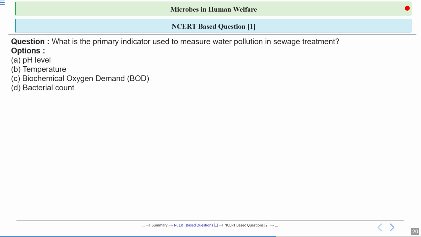Now let's discuss some NCERT based questions. First question is, what is the primary indicator used to measure water pollution in sewage treatment? You have 4 options. You have to select the correct answer from these options. First option is pH level, second is temperature, third is biochemical oxygen demand, and fourth is bacterial count. What is the correct answer? So let's have a look at the answer.